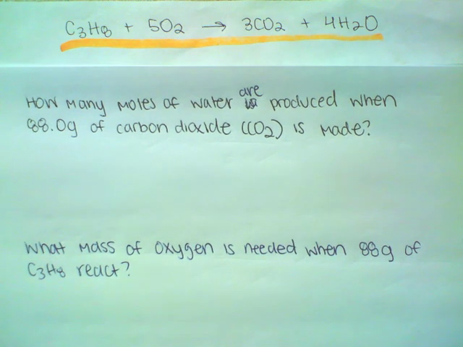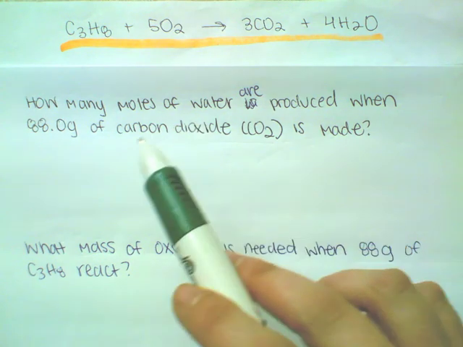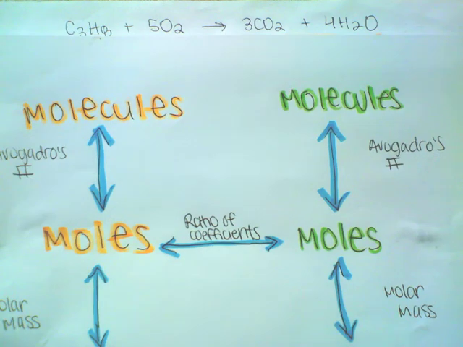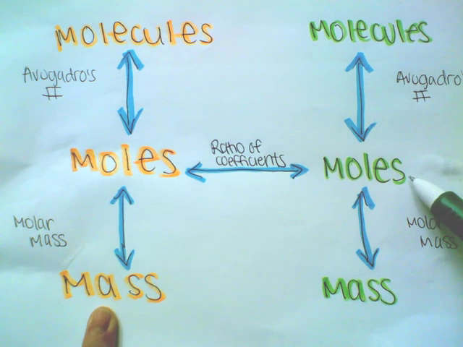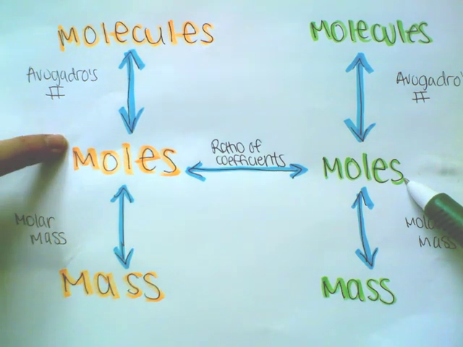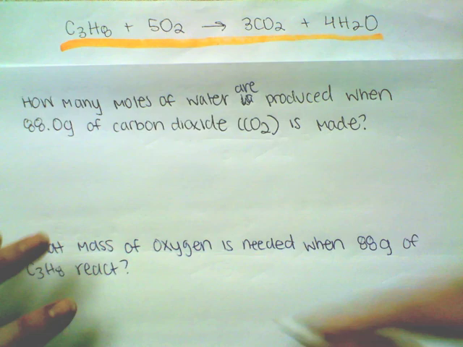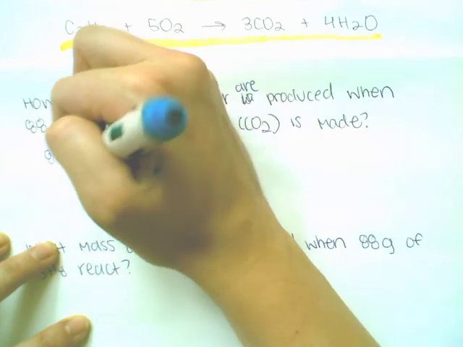Okay, so we are asked to find moles of one substance and we are given grams of another. Okay, so we're going from grams of one substance to moles of another. So this will be a two-step problem. First, I will convert mass to moles using molar mass, and then I will go from moles to moles using the ratio of coefficients. Okay? So the given information is 88.0 grams of carbon dioxide.